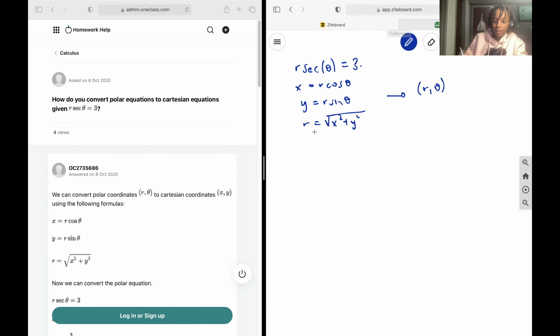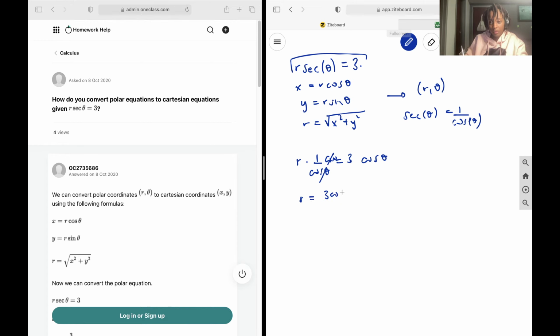And so if we want to rewrite this equation, let's first remember that secant theta is equal to 1 over cos theta. So rewrite that as r times 1 over cos theta is equal to 3. Multiply both sides by cos theta to cancel, and we get r is equal to 3 cos theta. And lastly, we want to change this into r squared, so multiply both sides by r. So we get r squared is equal to 3r cos theta.